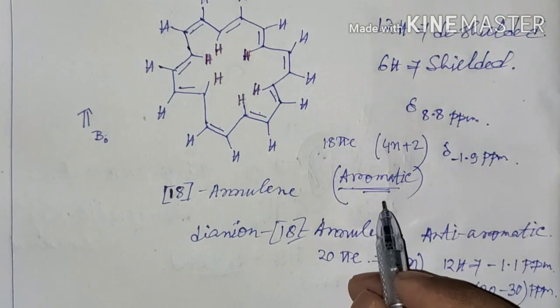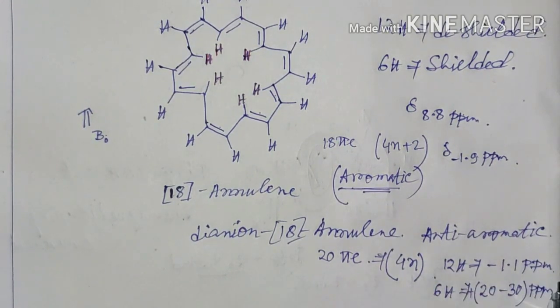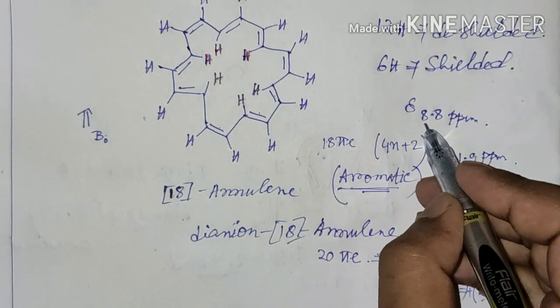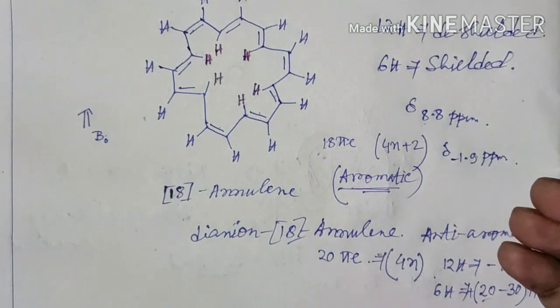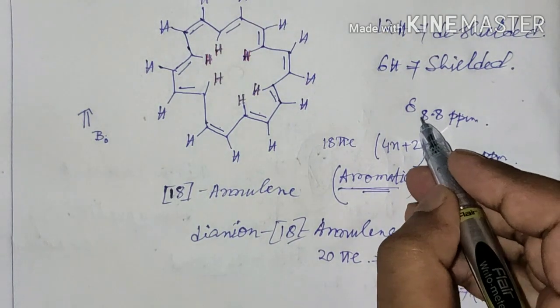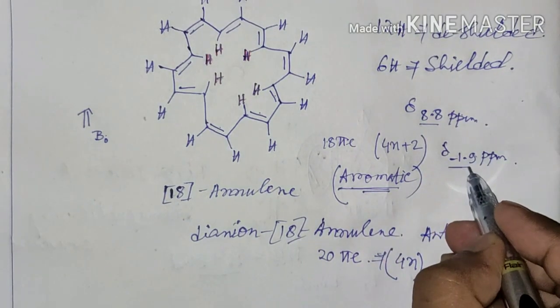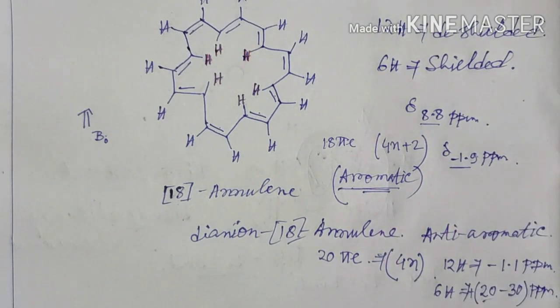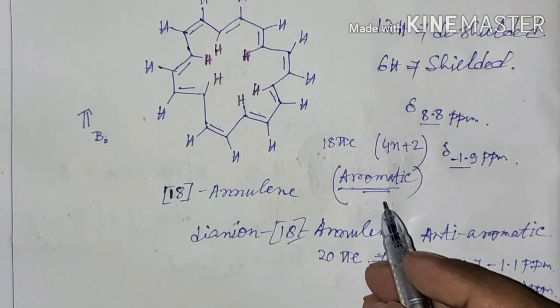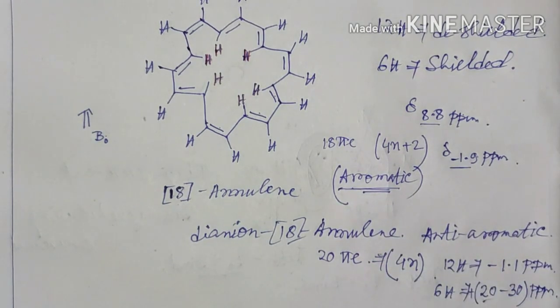If you know the concept, then it is very easy to solve such types of questions. You don't have to remember the values, you just have to know which will be upfield and which will be downfield, that's it. You don't have to remember whether it is 8.8 or 10 or 12. Just outer protons will be downfield, inner protons will be upfield. You just have to remember this, that is, you have to know the concept clearly.